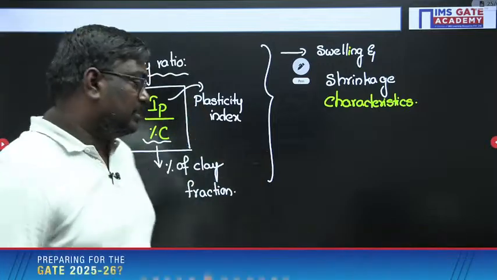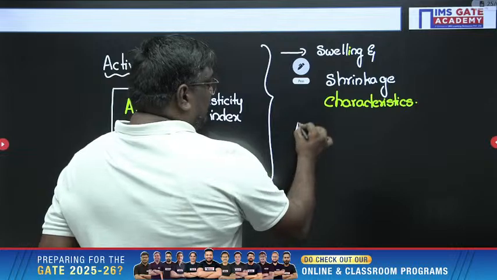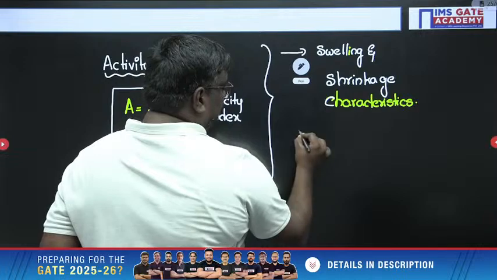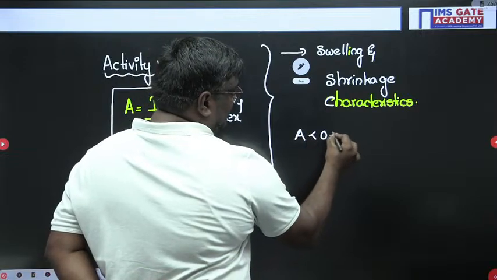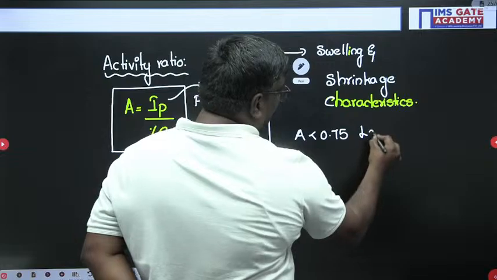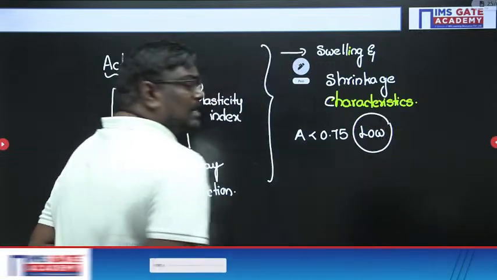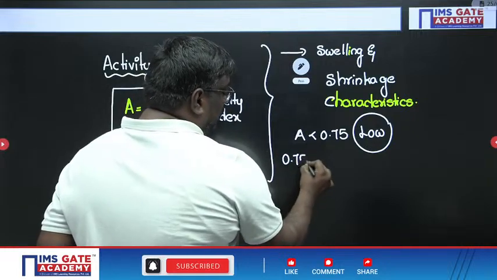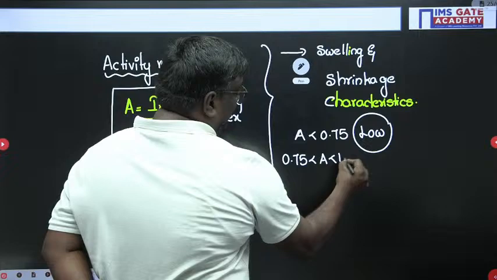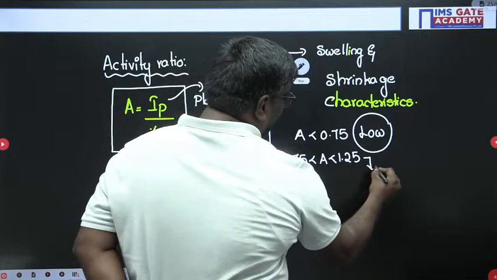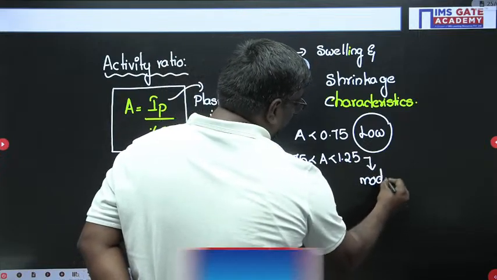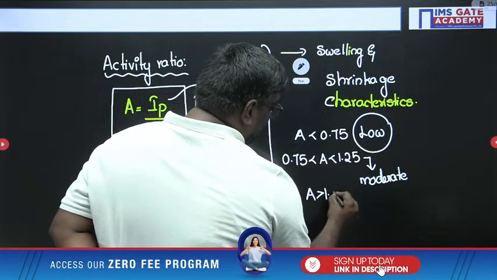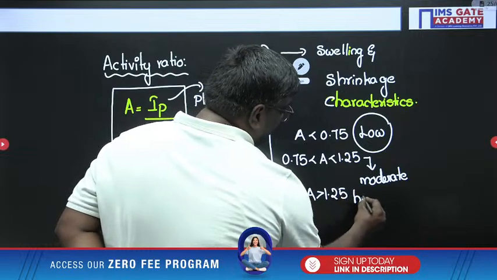Now, my dear students, if the activity ratio is less than 0.75, then we say low active. Low active means it has less swelling and less shrinkage. If the activity ratio is between 0.75 to 1.25, we consider it as moderate. And if the activity ratio is more than 1.25, then we consider it as highly active soil.